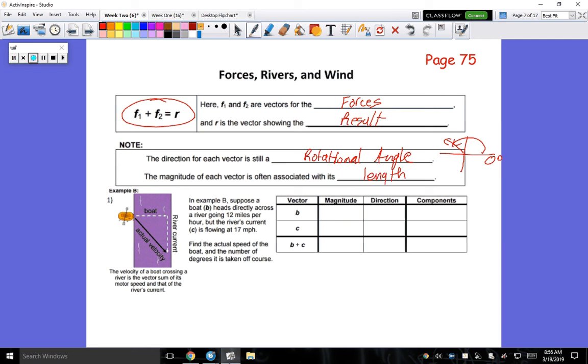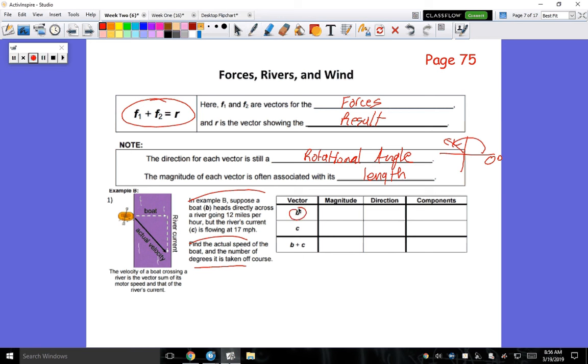Alright, so now, again, we have a table to set up everything that is in words, and we're just going to go there and we're going to find the actual speed of the boat and the number of degrees it's taken off course. Okay, so there is a lot of real-world application in here. Let's go step by step.